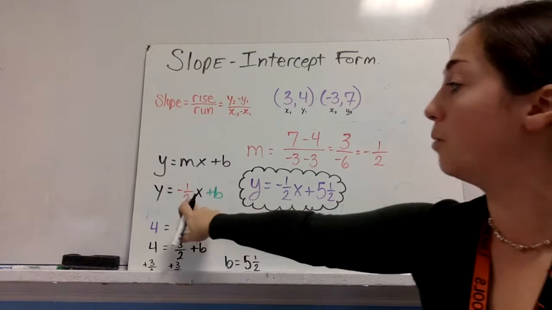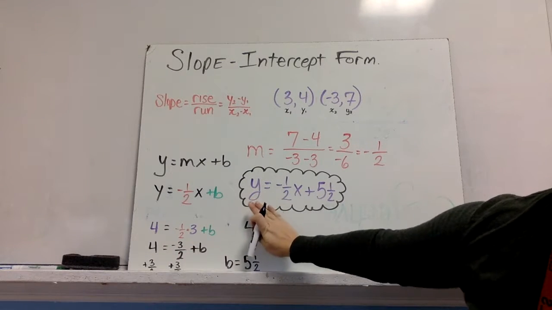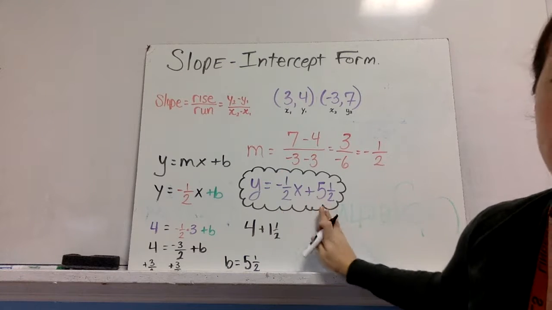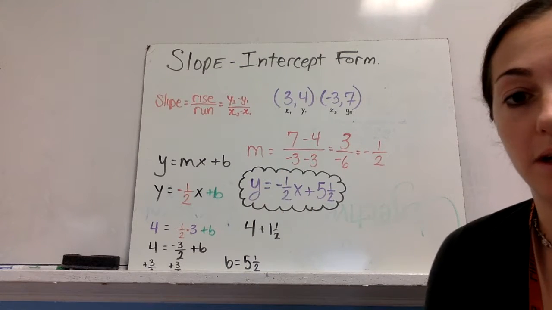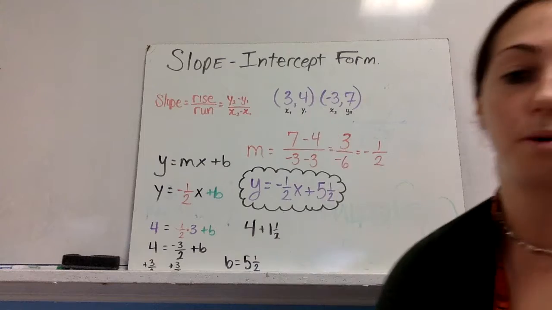So then I know my b, I know my m, done. All I got to do is put it in slope-intercept form, y equals negative 1/2 x plus 5.5. And that is our answer, the line that passes through these 2 points. Awesome.